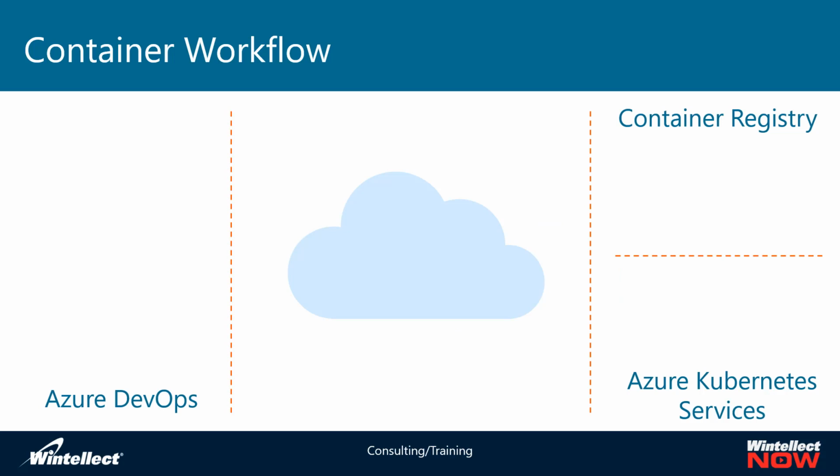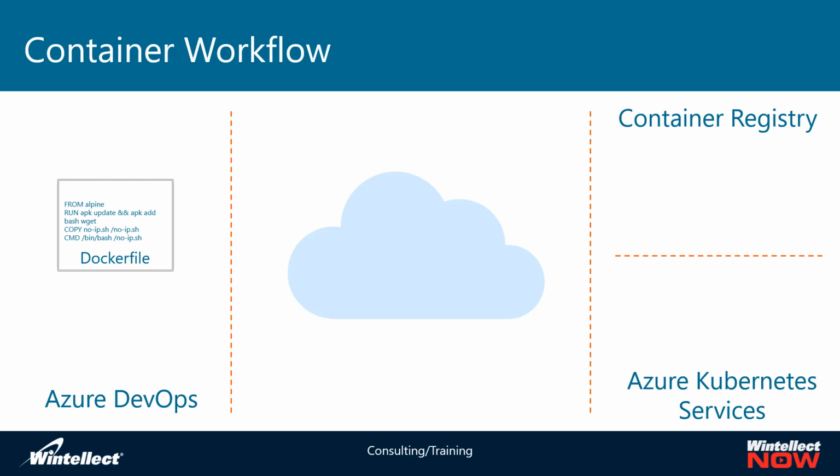Last week, we looked at how to use GitHub with GitHub Actions to do a container workflow. This week, we're going to be looking at how to do the same thing with Azure DevOps. And I wanted to do a brief review of what that would look like if we were using a container workflow on DevOps. So in DevOps, we have a code repo, which is going to have a Docker file in that.